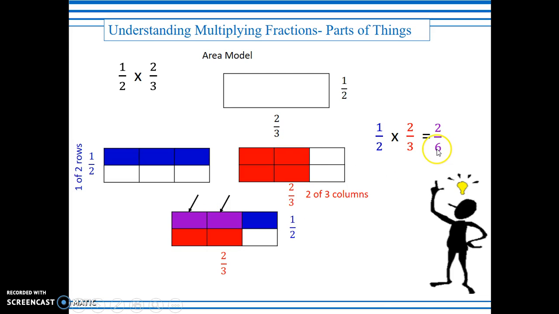But remember, we always need to simplify, and they're both even. So if we divide 2 into the numerator and 2 into the denominator, we get 1/3. So 1/2 times 2/3 is 1/3. It looks kind of odd when we're multiplying fractions. We actually are getting a smaller product. Usually when we're multiplying, the product is bigger than the factors. But you can see that this answer is going to be smaller than either of the two factors.